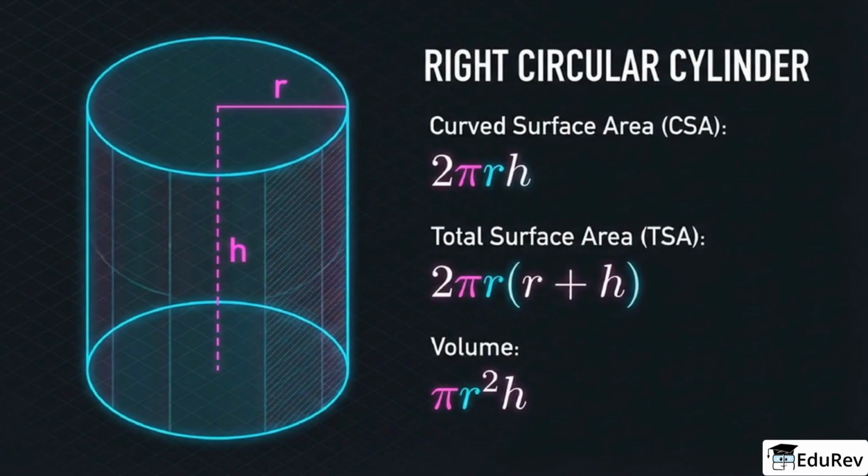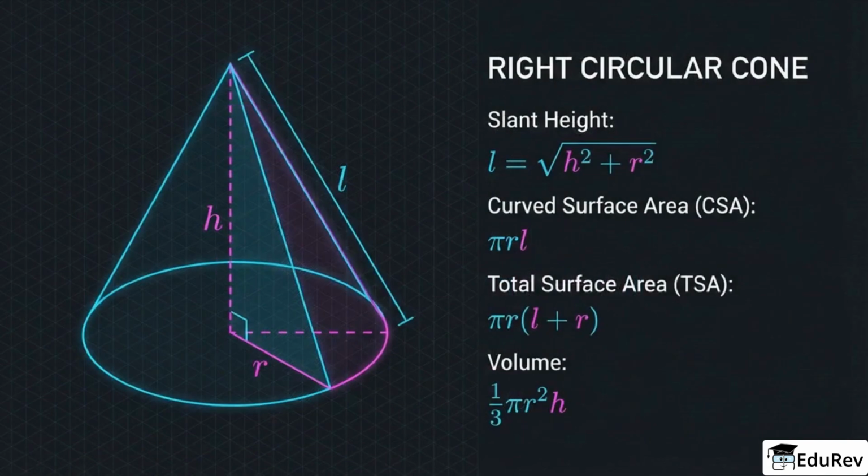Let's focus on the right circular cylinder. Its lateral or curved surface area equals 2πrh, that's the height times the circumference. The total surface area adds the two circular ends, giving TSA equals 2πr(r + h). The volume is the area of the base times height, V equals πr²h. These formulas follow directly from the circle area and the rectangle formed when you unwrap the curved surface.